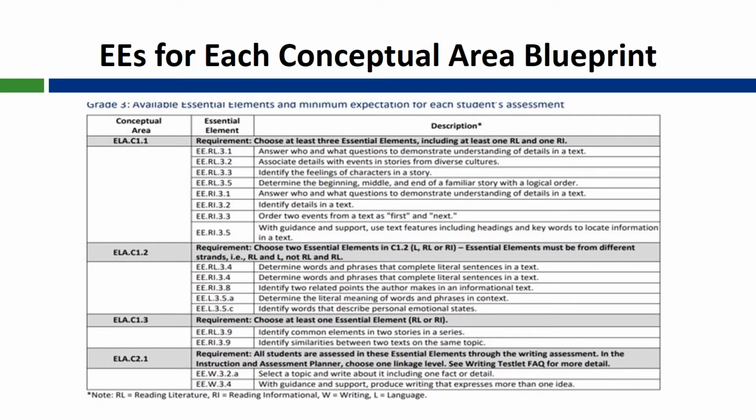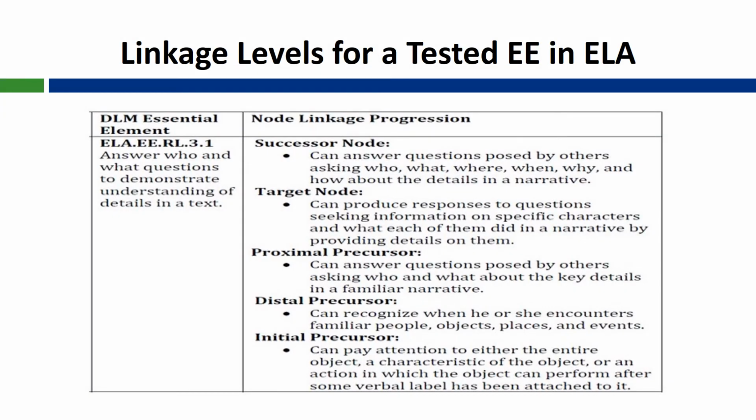This is a screenshot of the essential elements for each conceptual area. Remember, we will discuss more about the blueprints later. The blueprints are at the target level. There will be a mini-map for each of the essential elements that outlines the academic steps to reach this skill. We will look at this on the next slide.